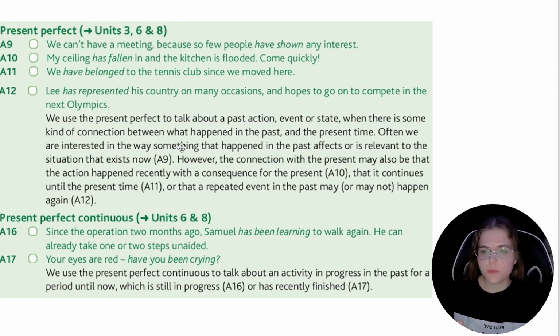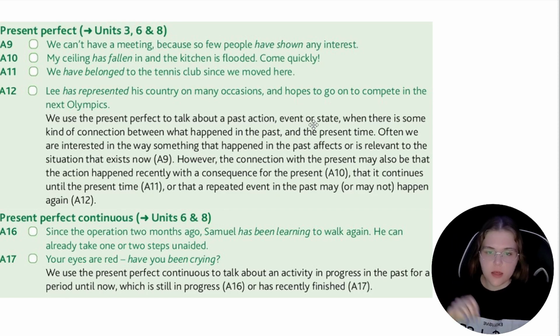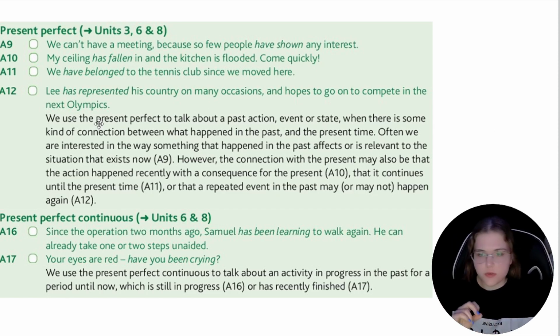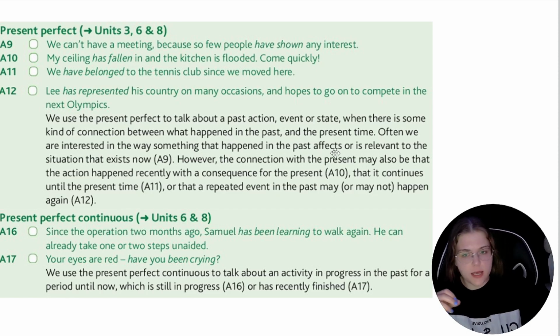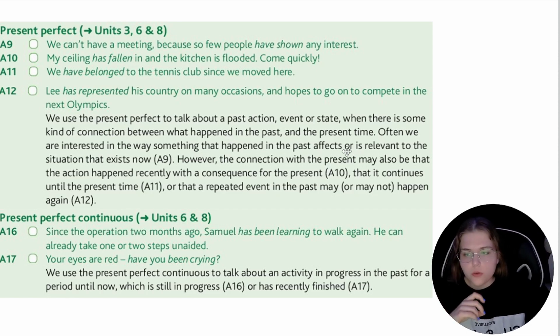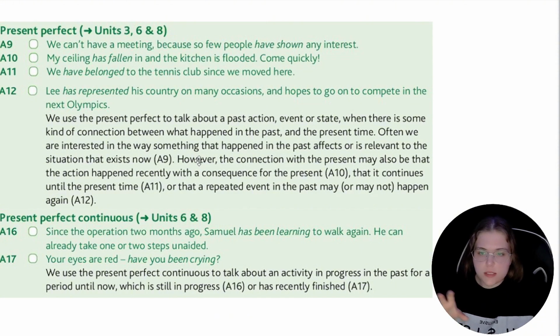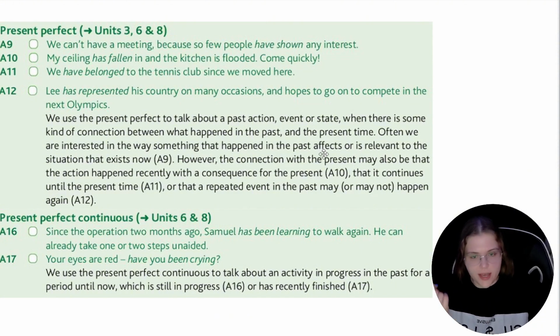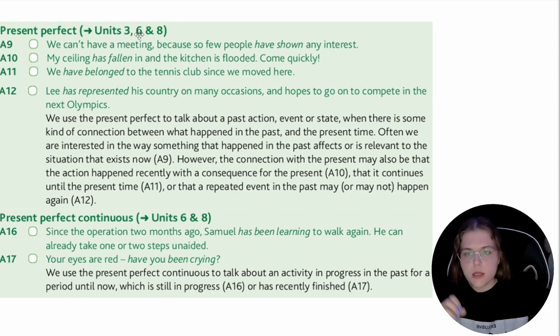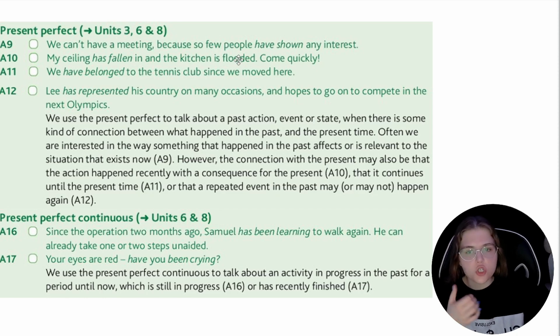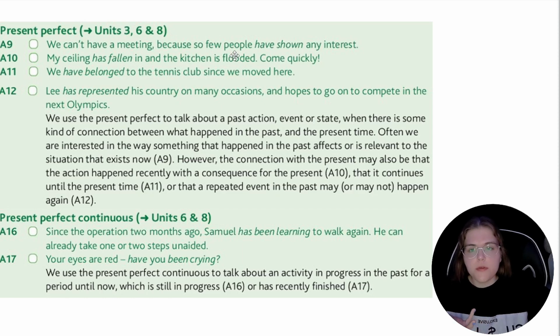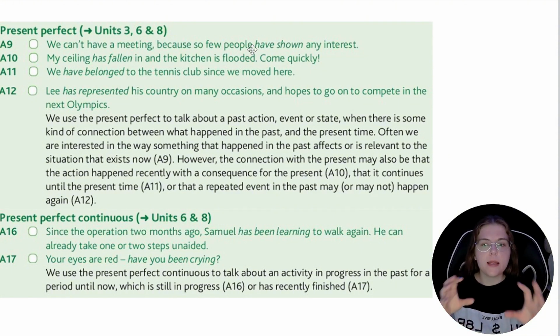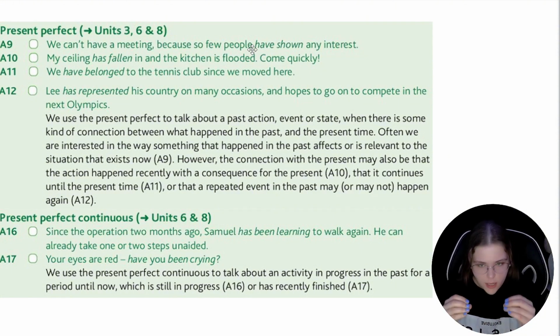We use the present perfect to talk about a past action, event, or state when there is some kind of connection between what happened in the past and the present time. Often we are interested in the way something that happened in the past affects or is relevant to the situation that exists now. We can't give a meeting because so few people have shown any interest. They haven't shown any interest by now, and this is important now.